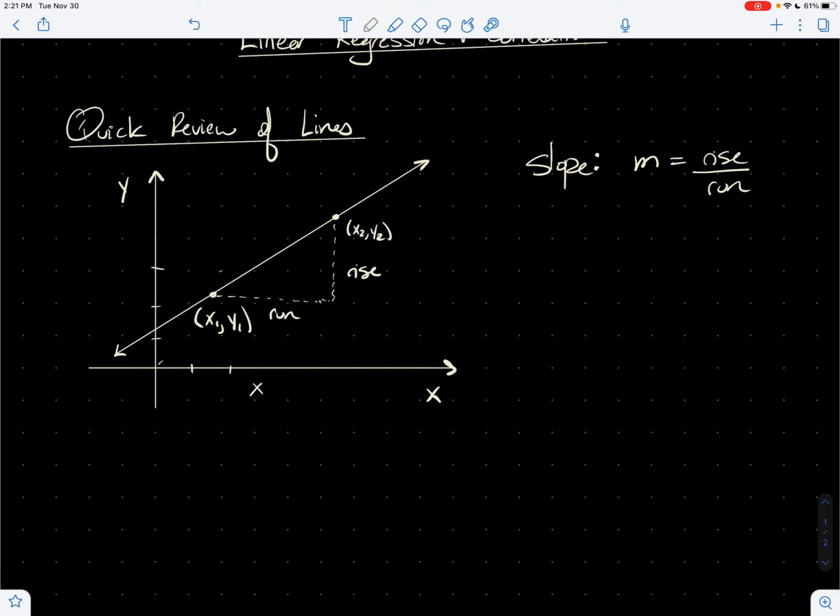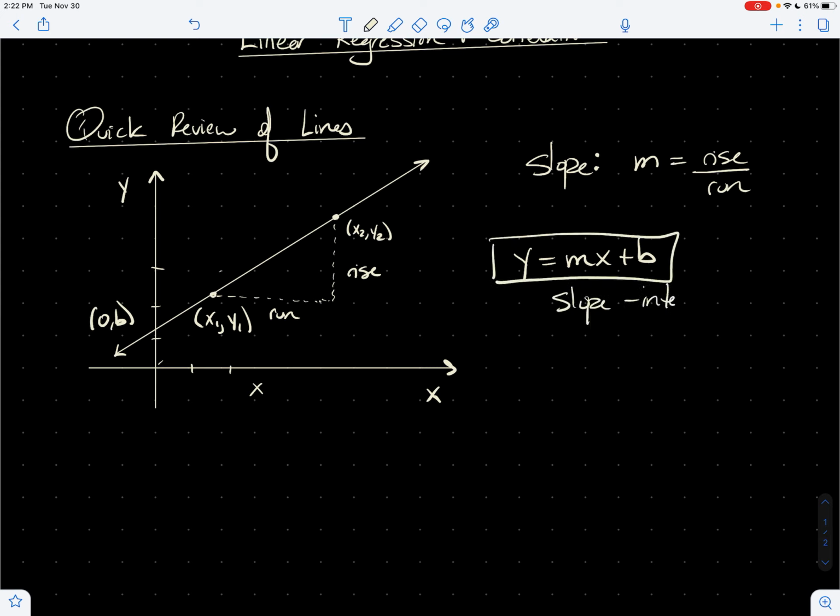The y-intercept is just the point on the y-axis where the line crosses it. And so it's going to have the form 0, comma b, right? If you're on the y-axis, then x is 0. And so once you have the slope of the line and you have the y-intercept, then we come up with an equation. Our line looks like y equals m times x plus b. And so this is the slope-intercept form of a line.